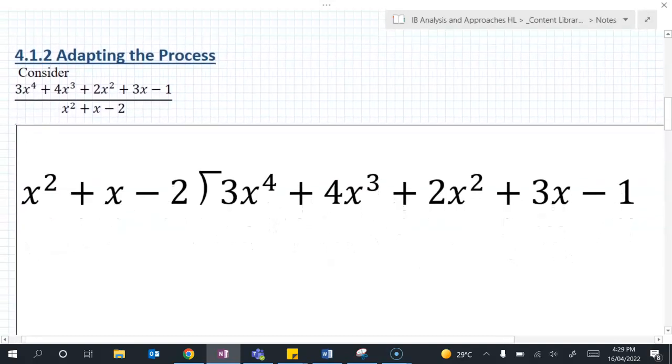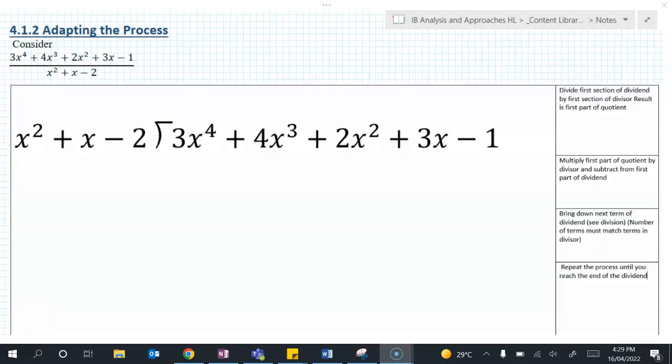Now I'm just going to size down my screen a little bit so we can read the instructions on the left. First of all, to divide the first section of the dividend by the first section of the divisor. So my dividend is this massive long quartic, and the first section is just this, 3x to the power of 4, and we're just going to be dividing that by the x squared. So instead of section, we could really say first term of dividend by first term of divisor, and the result is going to be the first term of the quotient.